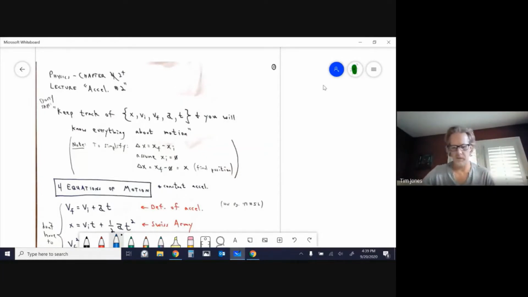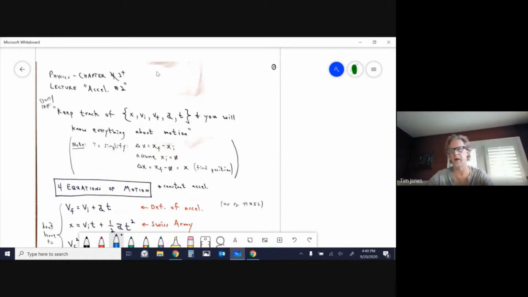So this video is for physics, chapter 2, lesson 2, our second lesson on acceleration. And this one gets a little tricky, so I wanted to do a video instead of just putting a picture of my notes. So we have a situation here where our friend Dusty the Camel says, if you can keep track of position, initial velocity, final velocity, acceleration, and time, you will know everything about motion.